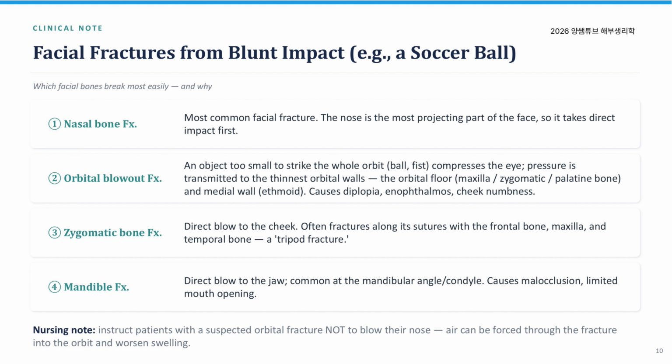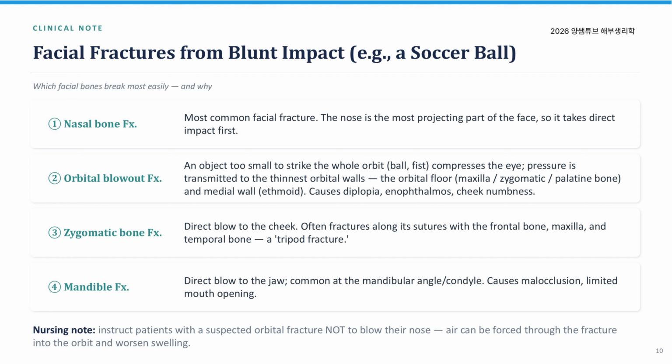Second, the orbital blowout fracture. When something too small to hit the entire orbit, like a ball or a fist, strikes the eye, the force compresses the eyeball, and that pressure has to go somewhere. It gets transmitted to the thinnest walls of the orbit, the orbital floor, made up of the maxilla, zygomatic bone, and palatine bone, and the medial wall, made of the ethmoid bone. This can cause diplopia, or double vision, and ophthalmos, where the eye sinks backward, and numbness in the cheek.